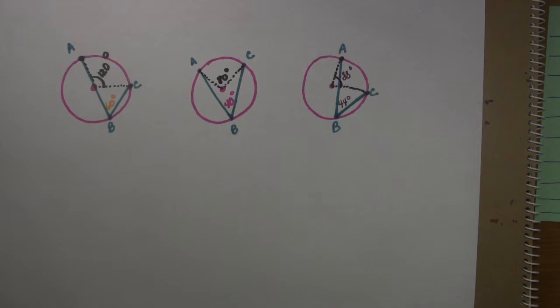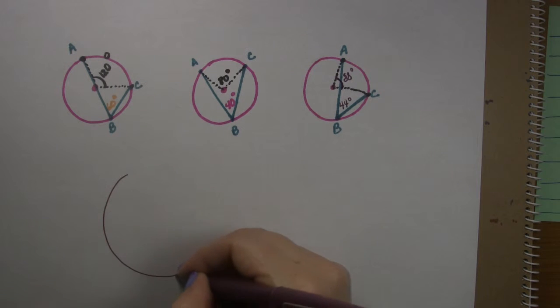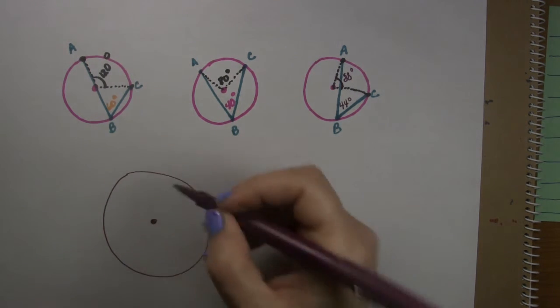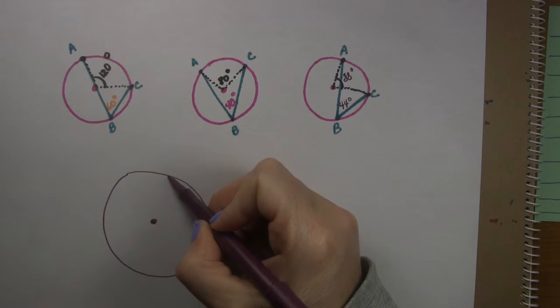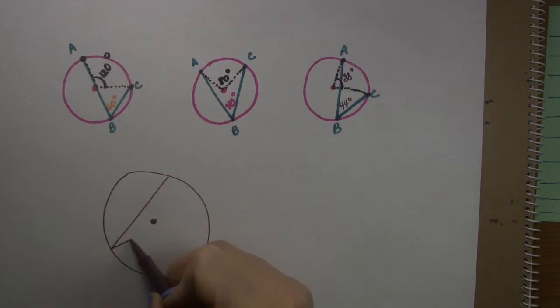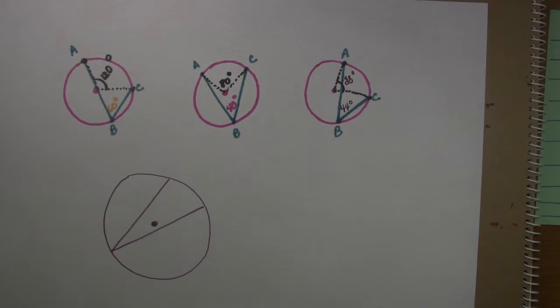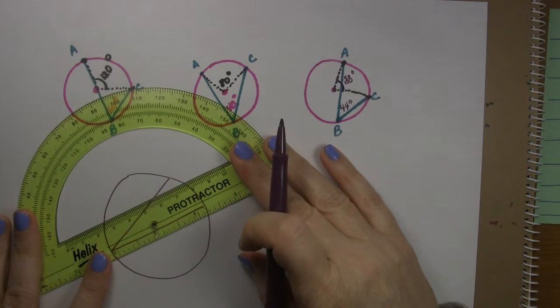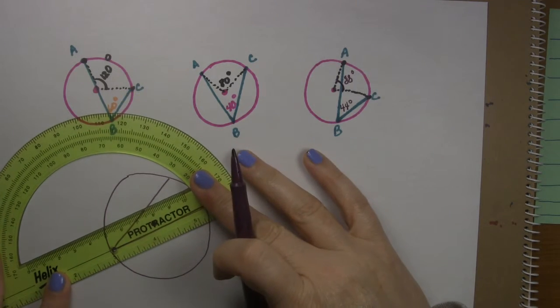Now, if you don't believe me, which would not surprise me, because this is kind of amazing that it always works out, tonight, while you're sitting down watching some mindless dribble on TV or the Cubs game, you can draw yourself some inscribed angles of various kinds, and you can take out your little protractor and you can measure what those angles are.